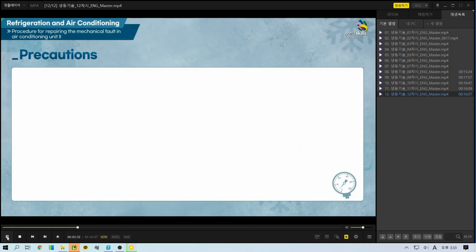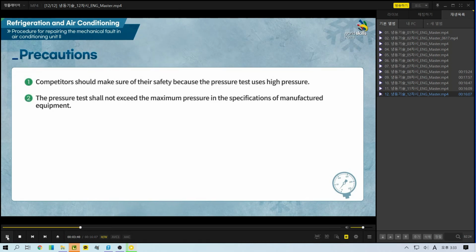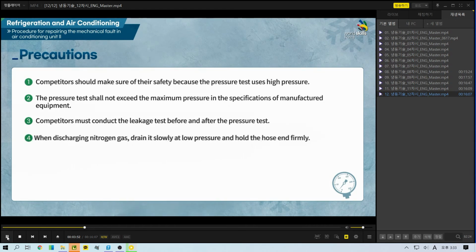These are precautions. First, be cautious of the safety because the pressure test uses high pressure. Second, the pressure test shall not exceed the maximum pressure in the specifications of manufactured equipment. Third, make sure to conduct the leakage test before and after the nitrogen pressurization. Fourth, when discharging nitrogen gas, drain it slowly at low pressure and hold the hose end firmly.